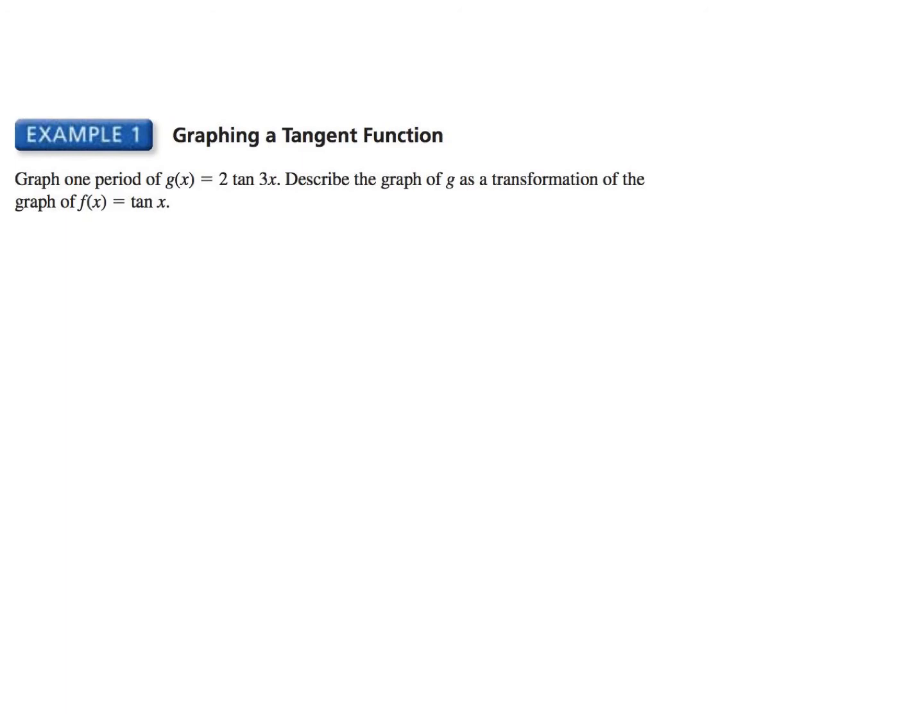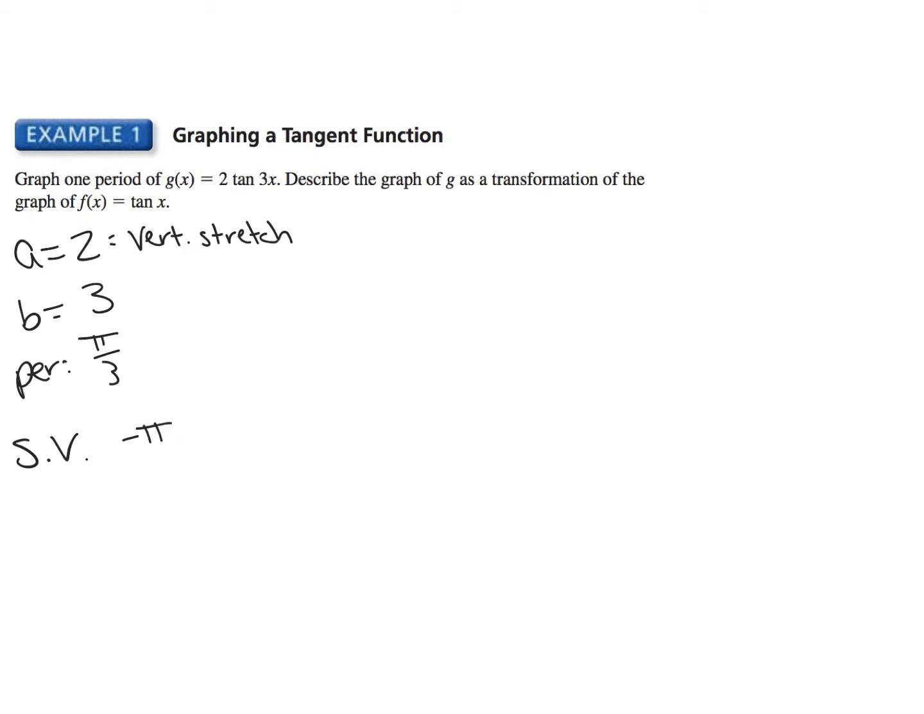We have 2 tan 3x. First thing we want to do is label the pieces in our equation. Our a is 2. That means we have a vertical stretch of 2, like I talked about in the prior video. And then our b value is 3, which means our period is pi over 3. Don't forget, our starting value for tangent is negative pi over 2.